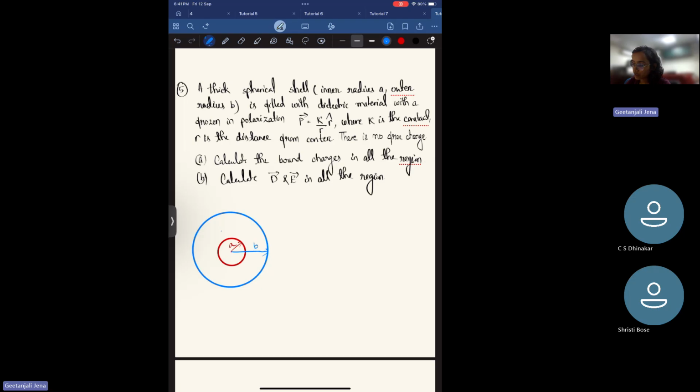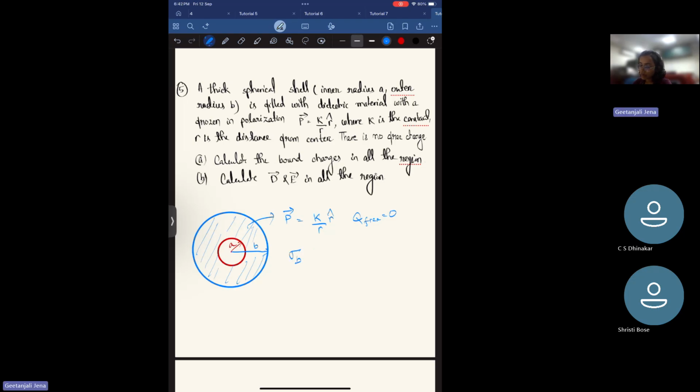And there is a Trojan in polarization. So this is polarized and it is given P is K by R, where K is the constant and R is the distance from the center. There is no free charge, Q free is 0. Calculate the bound charge in all three regions and calculate the displacement vector and the electric field vector.